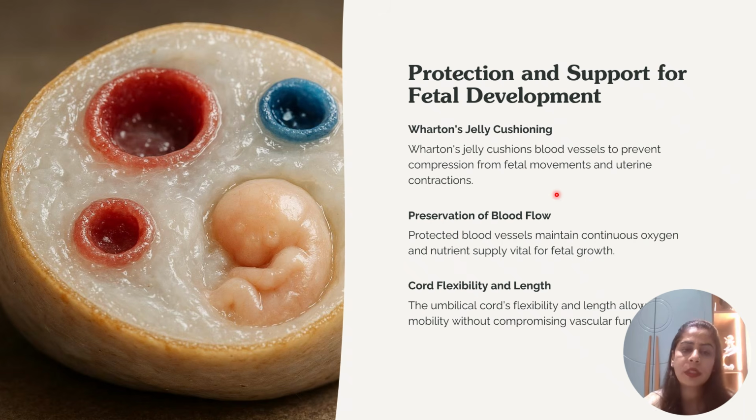Wharton's jelly cushioning. Wharton's jelly cushions blood vessels to prevent compression from fetal movements and uterine contractions. So inside the umbilical cord there is a special substance called Wharton's jelly, as I have said already. It acts like bubble wrap or a soft cushion around the blood vessel. This prevents the vessel from getting squished when the baby moves or when the mother has contractions.